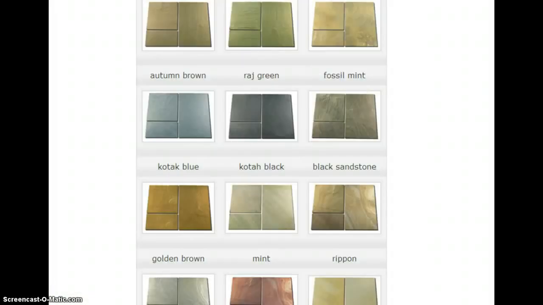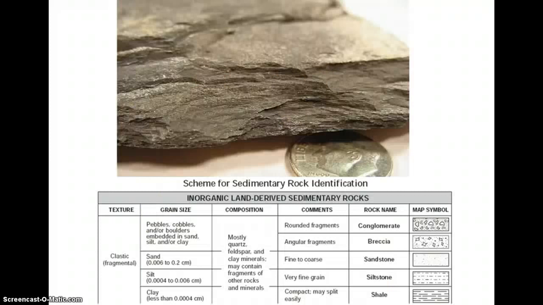Sandstone's becoming quite popular for flooring tiles, and you can see it comes in many different colors, as there are different color sands all over the earth. A lot of buildings in Manhattan, like the Museum of Natural History, are actually built out of sandstone.